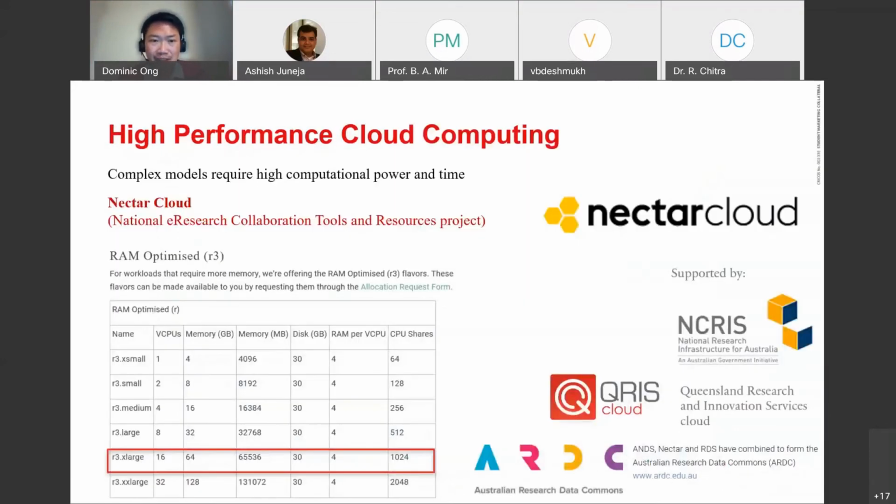Obviously we don't work by ourselves on all this high-end modeling. We have partners who support us in terms of computational power. So I would like to acknowledge Nectar Cloud and NCRIS, who have been really wonderful in supporting our research.